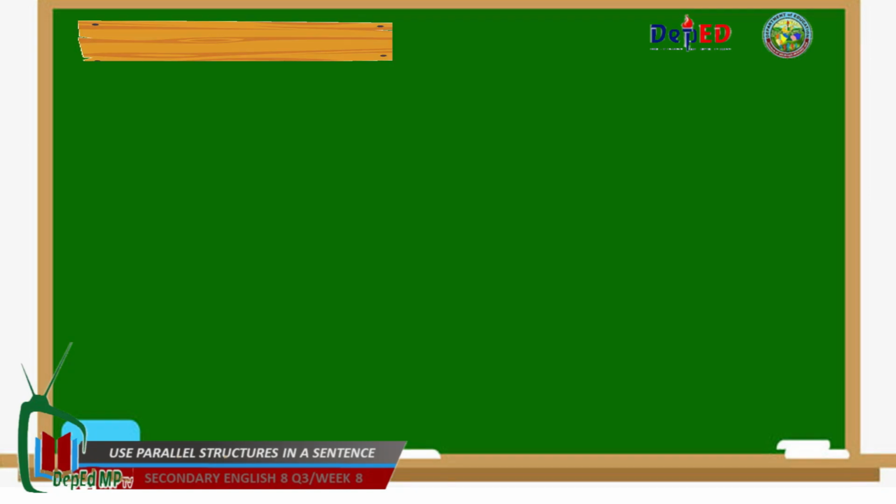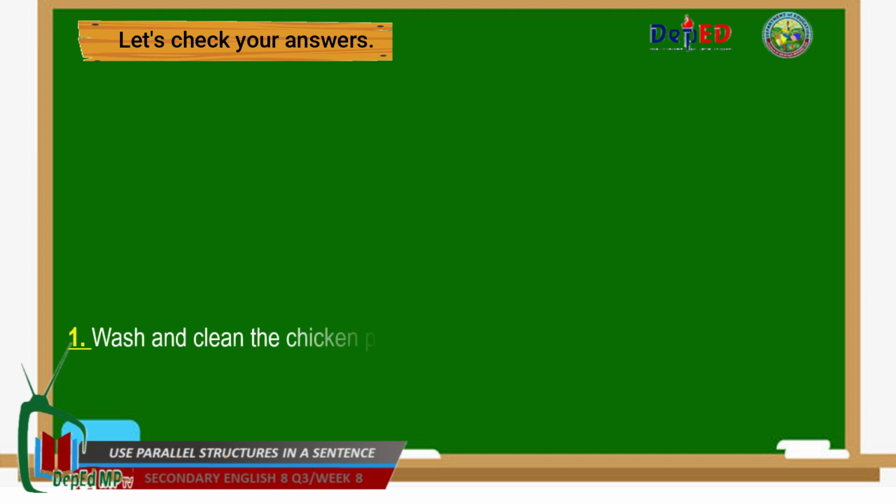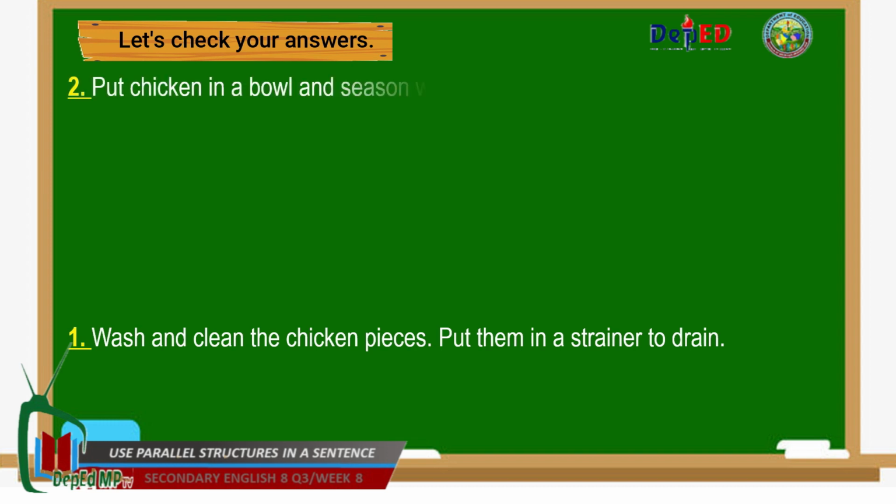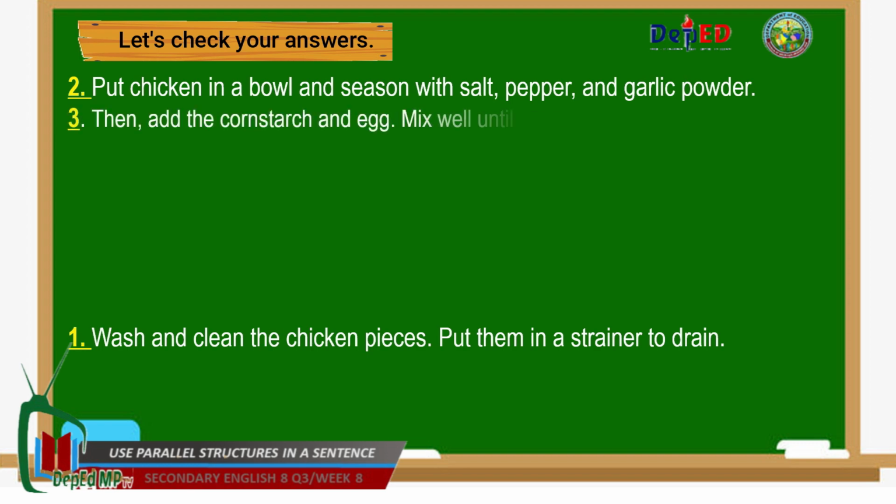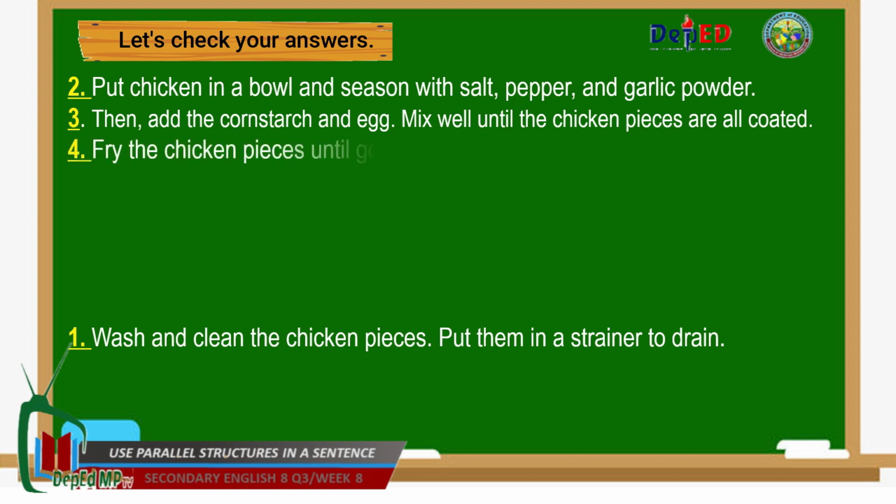Let's check your answers. 1. Wash and clean the chicken pieces. Put them in a strainer to drain. 2. Put chicken in a bowl and season with salt, pepper, and garlic powder. 3. Then add the cornstarch and egg. Mix well until the chicken pieces are all coated.